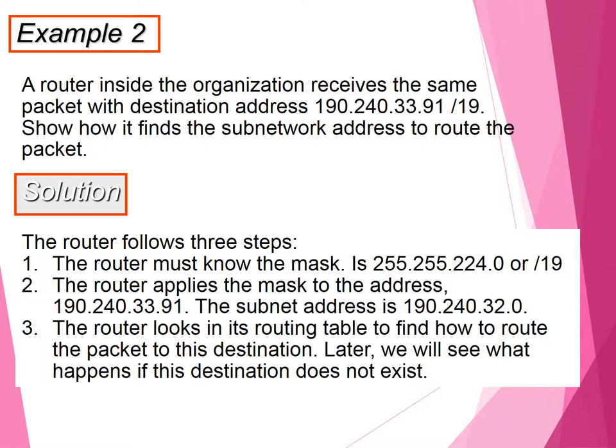The router must know the mask is 255.255.224.0 or /19. The router applies the mask to the address 190.240.33.91. The subnetwork address is 190.240.32.0. The router looks in its routing table to find how to route the packet to this destination. Later we will see what happens if this destination does not exist.